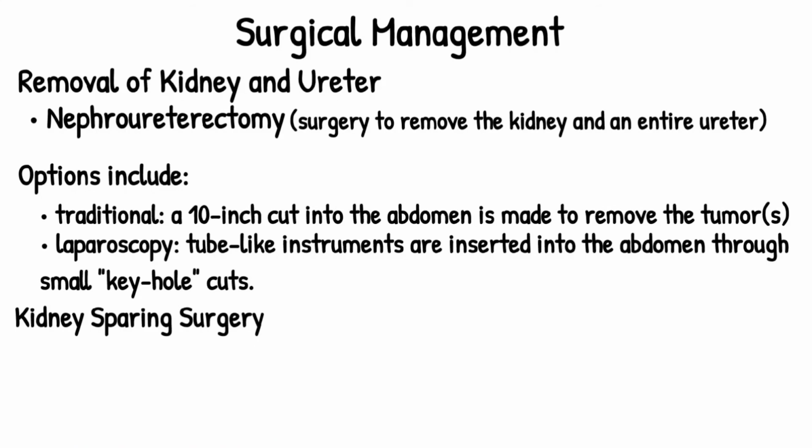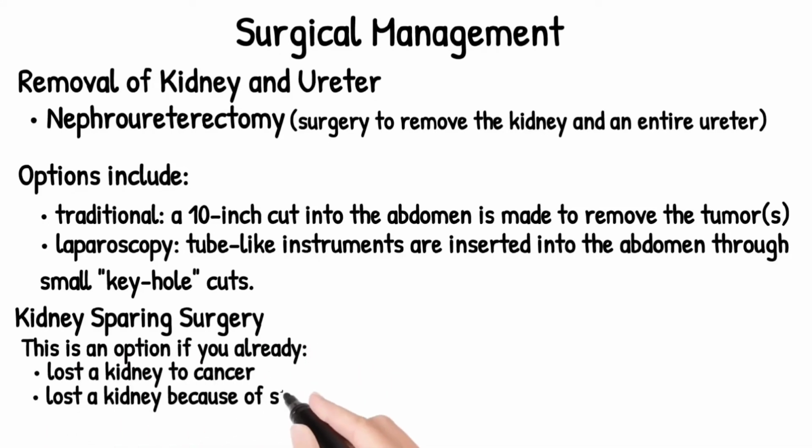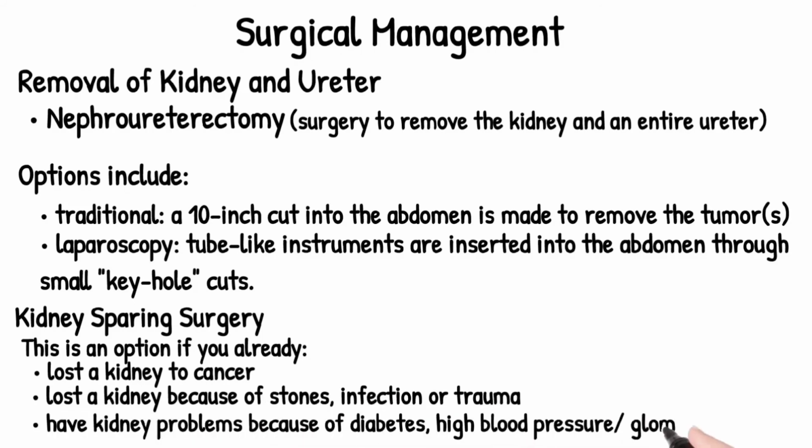In kidney sparing surgery, your doctor will try to keep the remaining kidney and ureter on the side with the tumor. This is an option if you already lost a kidney to cancer, lost a kidney because of stones, infection, or trauma, or have kidney problems because of diabetes, high blood pressure, or glomerulonephritis.